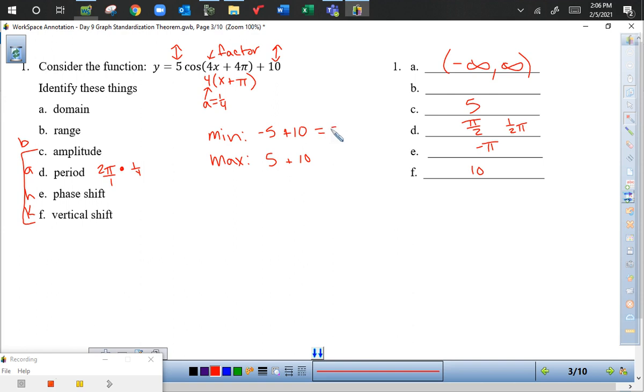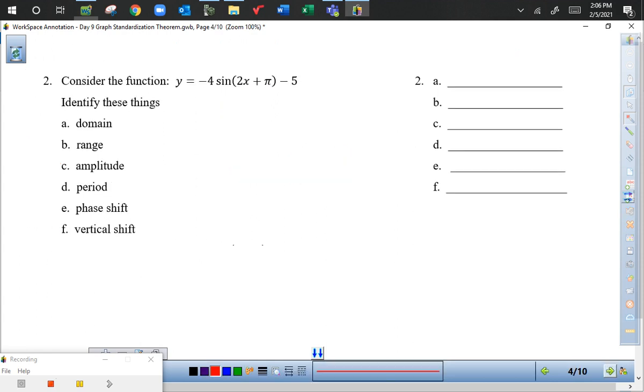So our new minimum's at 5 and our new maximum's at 15. We will say our range is from 5 to 15 included. Okay, we're always going to use brackets there. All right, let's look at another one on number 2 here.